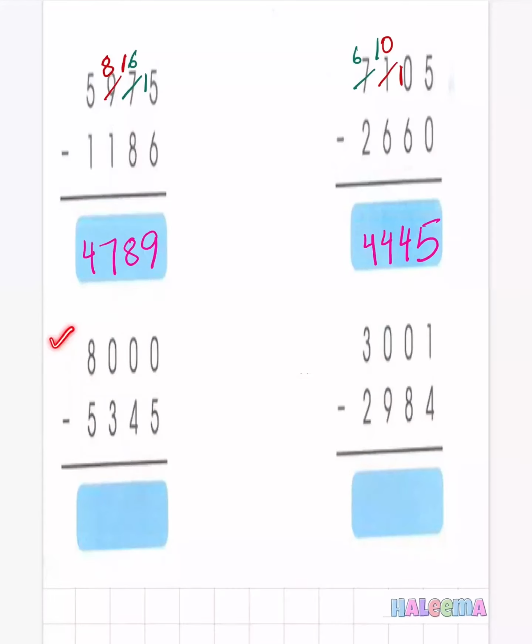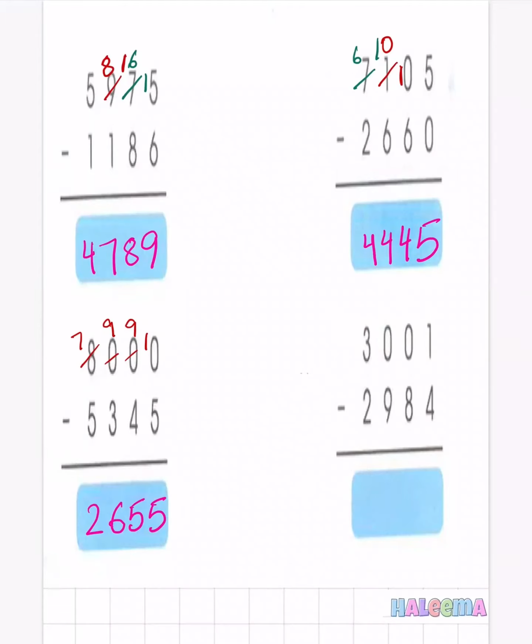Let's look at the question here. Look at these zeros once again. Let's solve them. It's a 0, 0, 0. So we're going to jump off to number 8. So 8 will become 7. The first 0 will become 10. And the other ones will become 9. Let's start solving now. 10 minus 5 is 5. 9 minus 4 is 5. 9 minus 3 is 6. And 7 minus 5 is 2. Let's solve the last question of the session together.